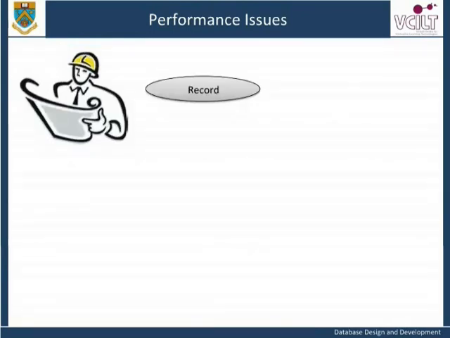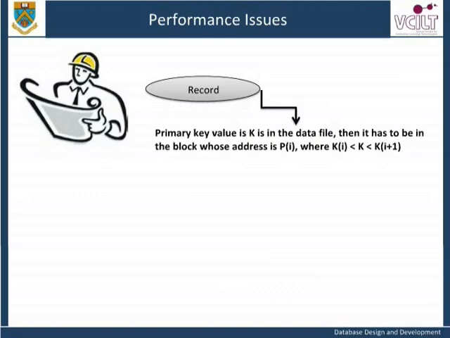If a record whose primary key value is k is in the data file, then it has to be in the block whose address is P_i, where K_i ≤ k < K_i+1. The ith block in the data file contains all such records because of the physical ordering of the records based on the primary key field.